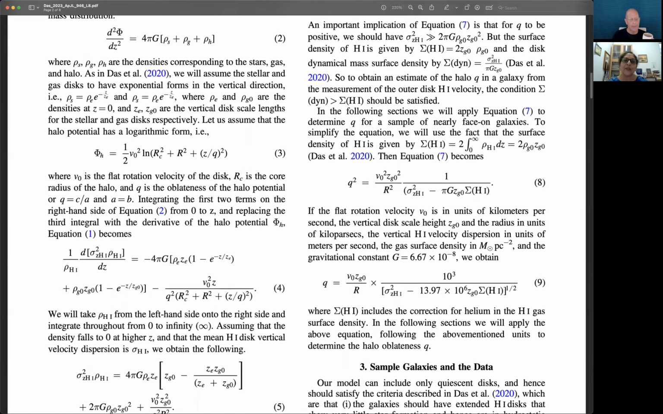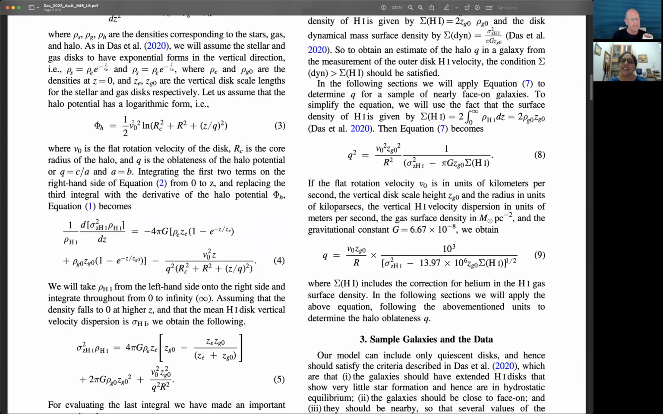But that logarithmic potential has something interesting. It has a z and it has a q under it. That q is the oblateness of the halo, the flattening, C over A or A over B, depending on what you're doing. So we're now going to do the maths. I put that in, you can just skip down a little bit. Turn the crank.